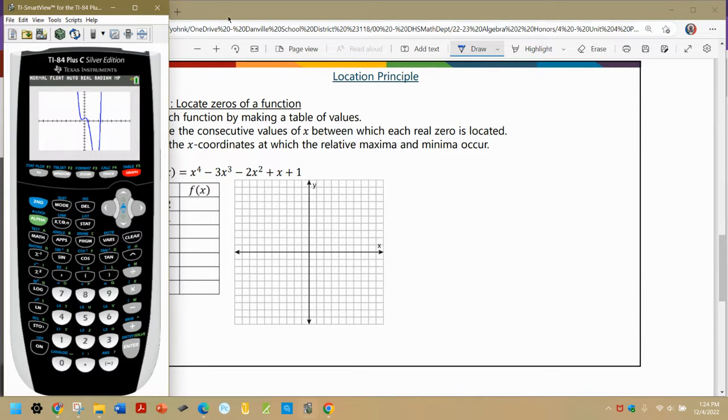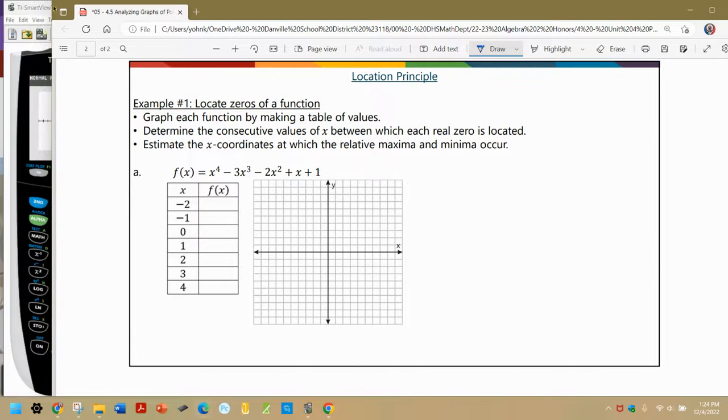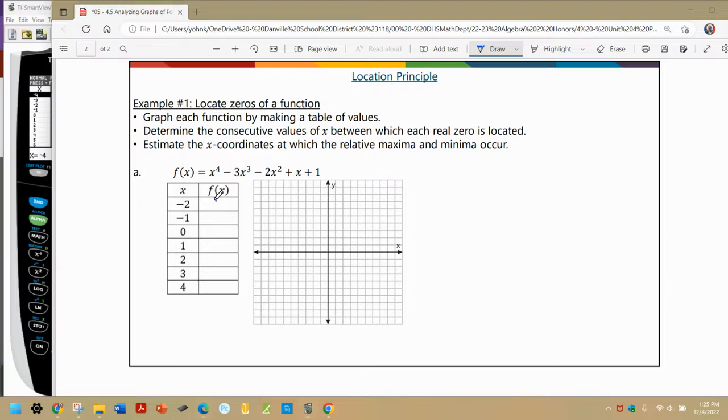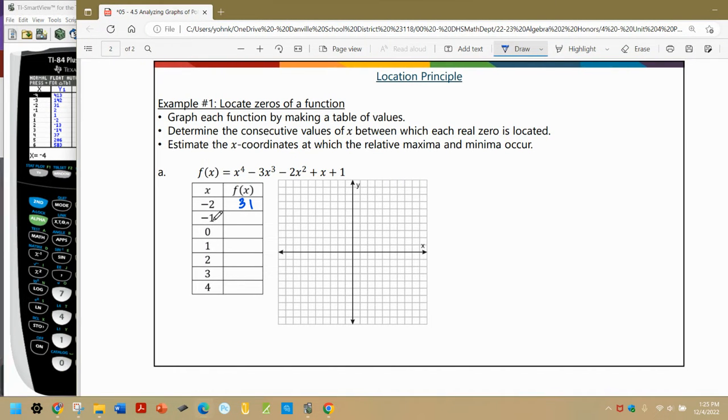All right, so let's go to the table. To get to the table, you hit second, and then you hit graph, and that brings you to the table. And let's try to find in the table these different values that I want. You can use the up and down arrows, kids, to move in the table. So I want to grab -2. So an x value of -2 is 31. An x value of -1 is 2.